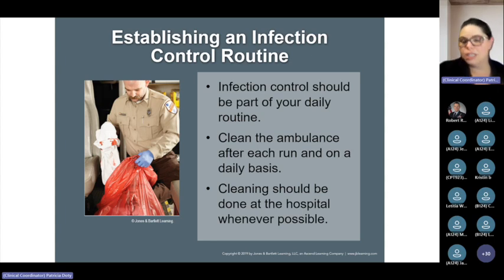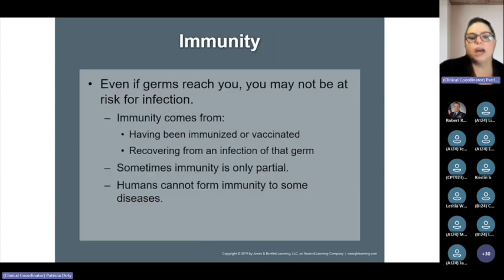We're going to clean the ambulance after every single run. Remember, the inside of the blood pressure cuff. Okay, I'm a big stickler about that. And this should be done at the hospital and also whenever possible. So keep that in mind too. Immunity. Even if germs reach you, you may not be at risk for infection. Immunity comes from several different ways.